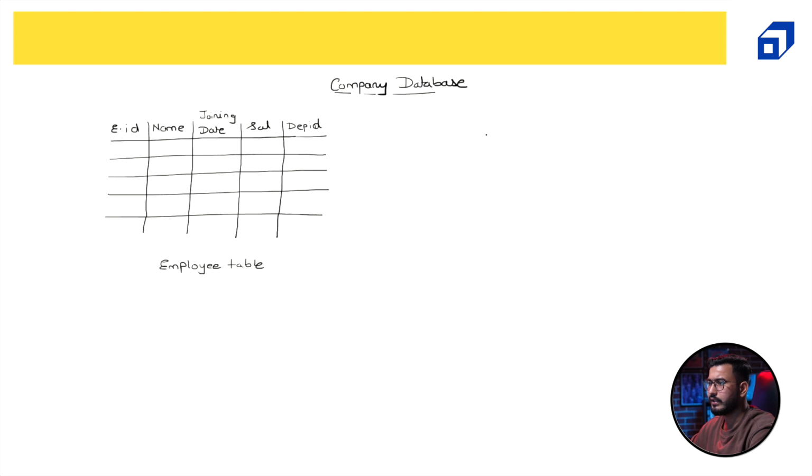And then we have the departments table. So here we have the department ID. Here we have the department number. And then let's say we have number of employees. So let's create some data points.